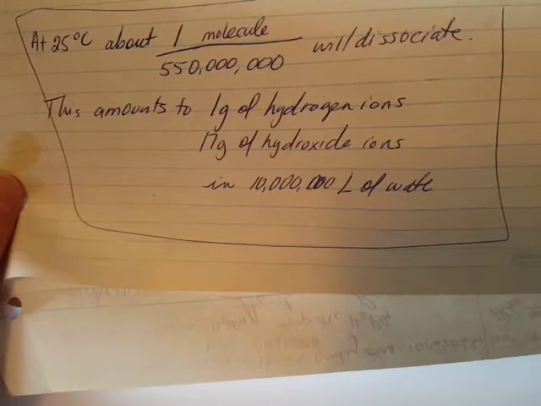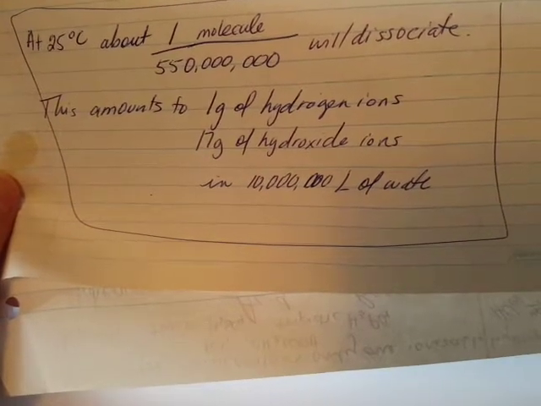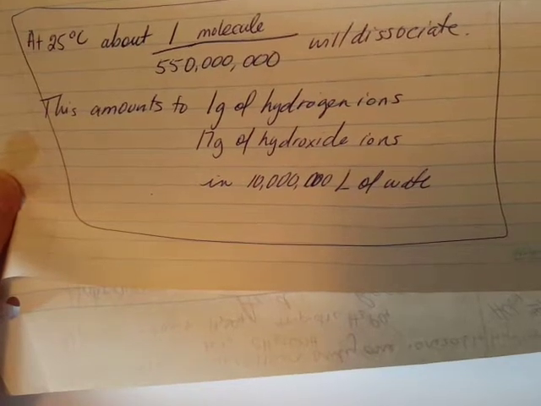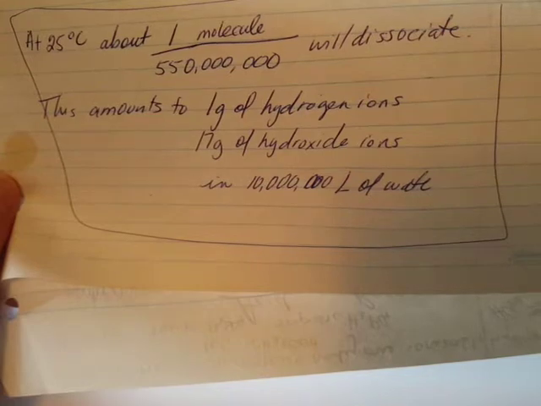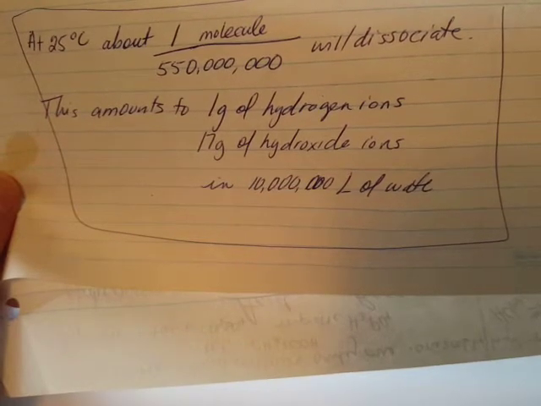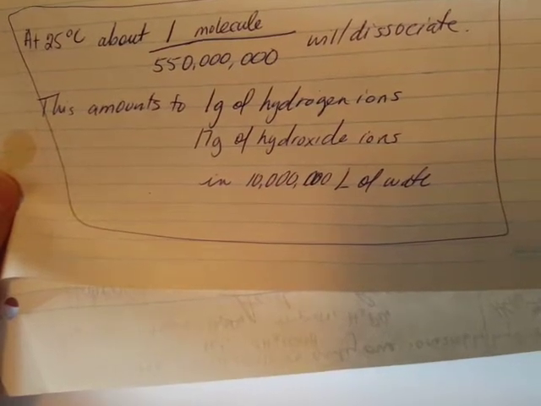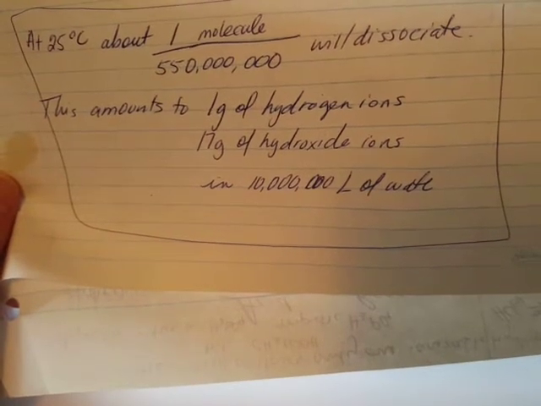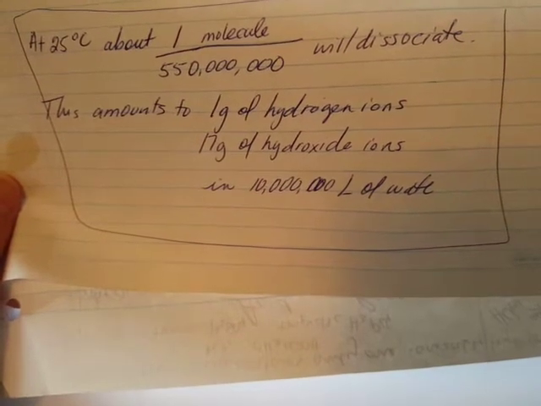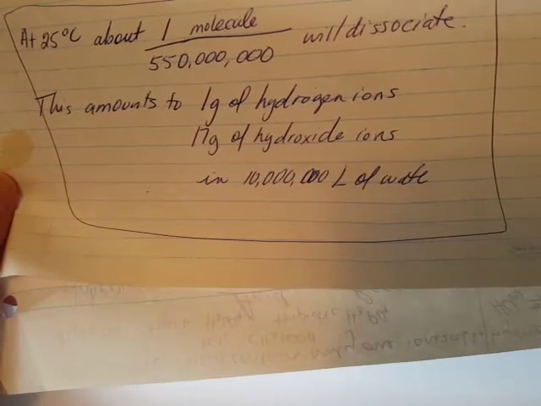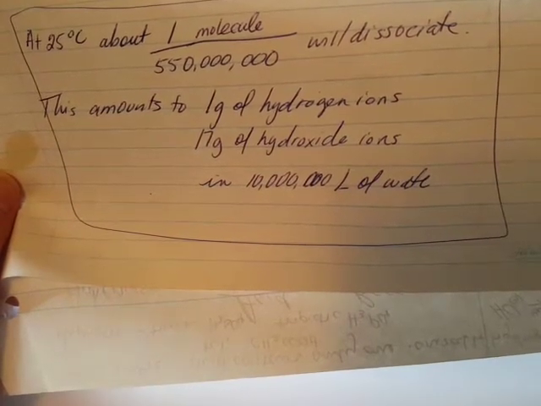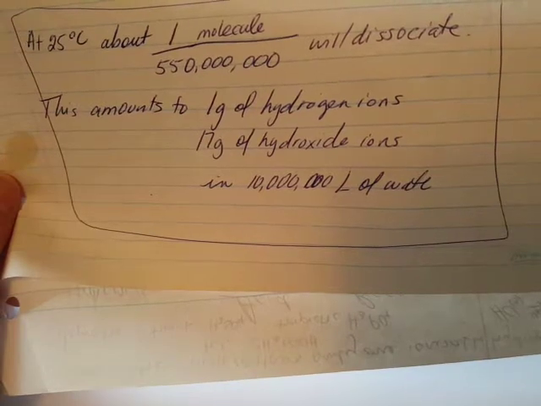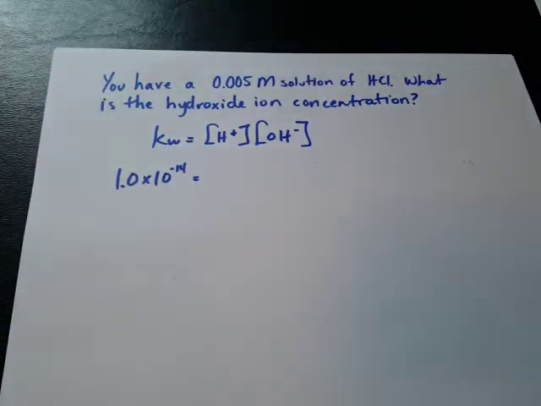This is a really small number, but it does account for some hydroxide in acids or some hydronium ions in bases. So let's say we had 10 million liters of water. This would be about 1 gram of hydrogen ions and 17 grams of hydroxide ions. Very, very small. Nevertheless, we're going to do two examples, one easy and one next level, to look at this topic and see how we can use that ionization of water.